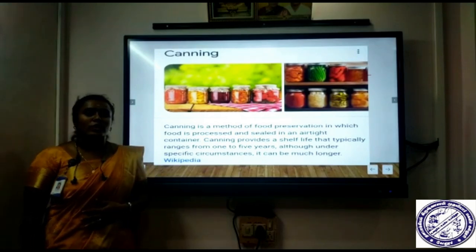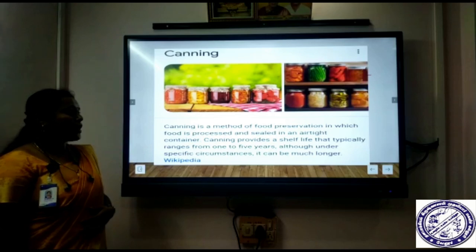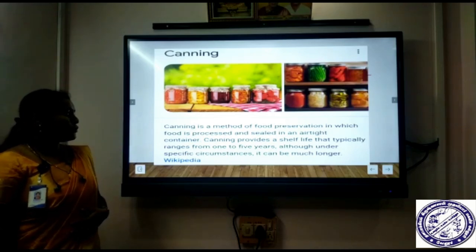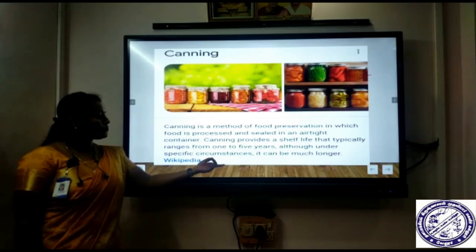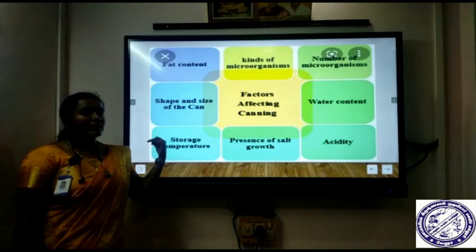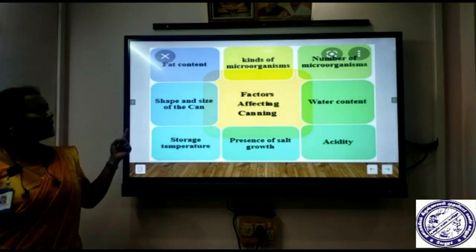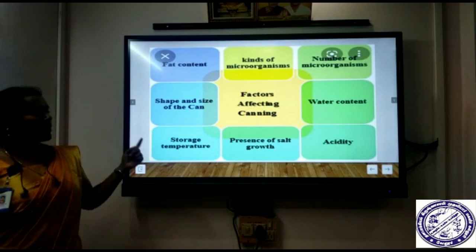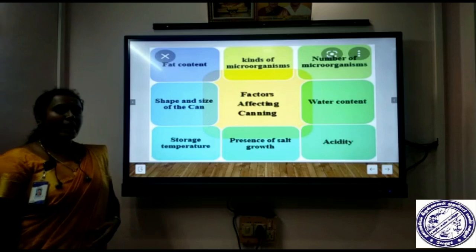Next one is canning. Canning is also a very old method. Canning is a method of food preservation in which food is processed and sealed in an airtight container. These are the factors affecting canning. First one is fat content. Next, kind of microorganisms and number of microorganisms, water content and so on.